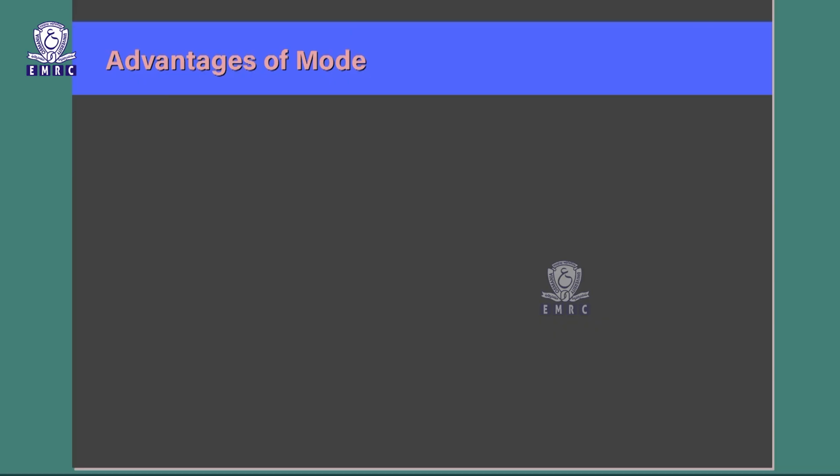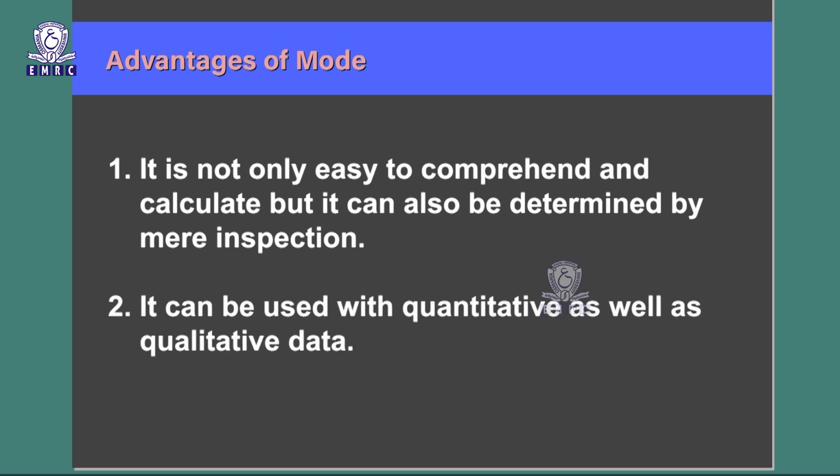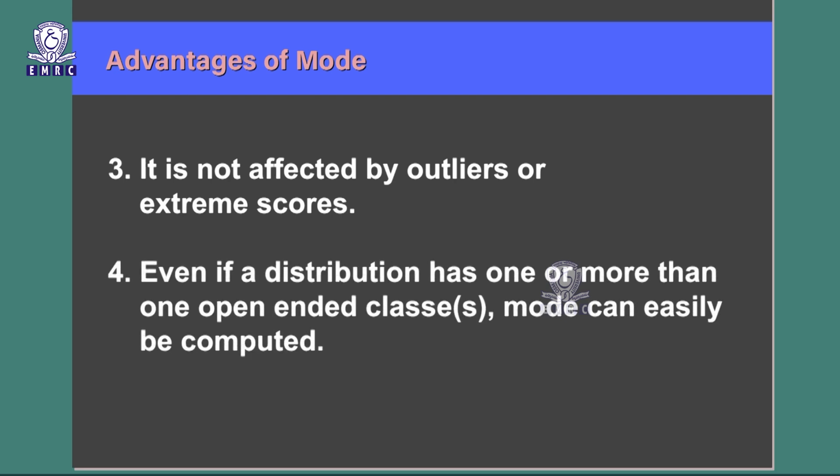Advantages of mode. It is not only easy to comprehend and calculate, but it can also be determined by mere inspection. It can be used with quantitative as well as qualitative data. It is not affected by outliers or extreme scores. Even if a distribution has one or more than one open-ended classes, mode can easily be computed.